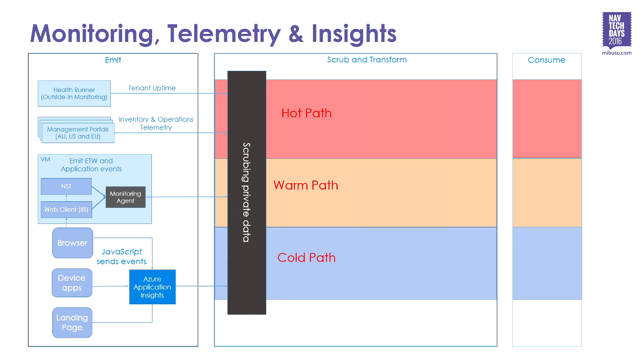So there are 3 paths we distinguish. There's a cold path, warm path, and a hot path. And how do they differ? Well, they differ in many ways. There's a different way we store different types of information.